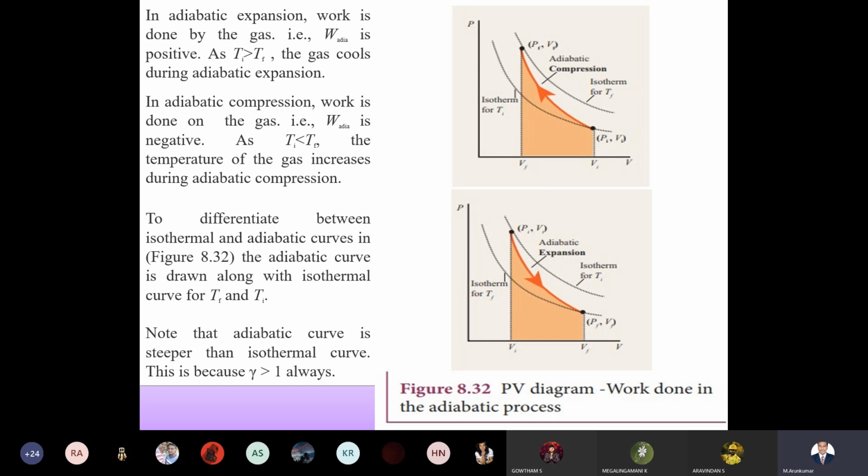To differentiate between isothermal and adiabatic curves, the adiabatic curve is drawn along with the isothermal curves for T final and T initial. So if there is an isotherm, then we can identify that the process is an adiabatic process. We can also identify it by the steeper curve. If the curve is steeper, then the process is adiabatic.